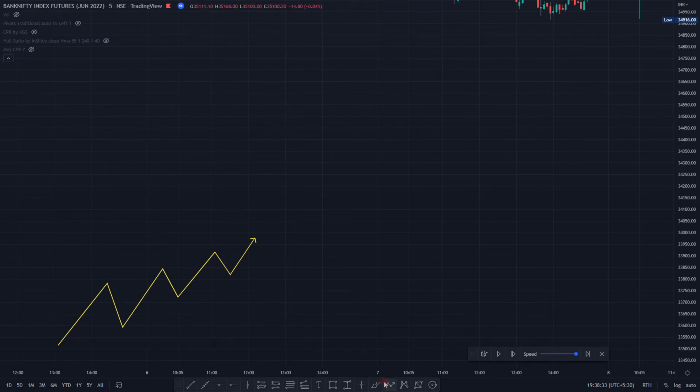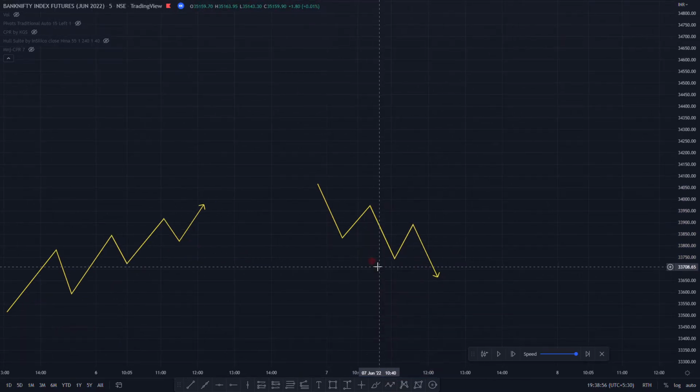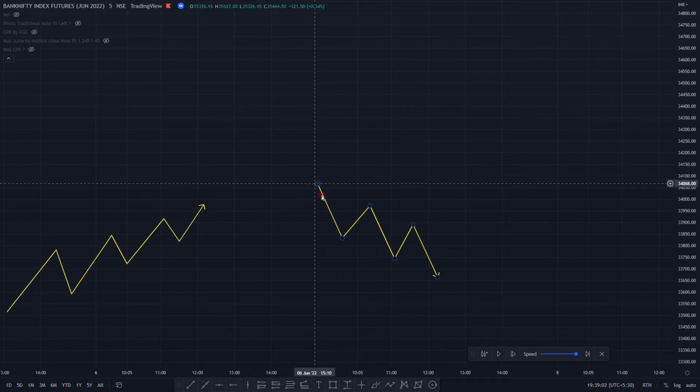Now, when the price of Bank Nifty is in a downtrend, this applies for everything guys, it's not just for Bank Nifty. The price of an asset is said to be in a downtrend when the price creates a low and then a lower high, and then a lower low and then a lower high, and then a lower low. This is when the price of an asset is said to be in a downtrend.